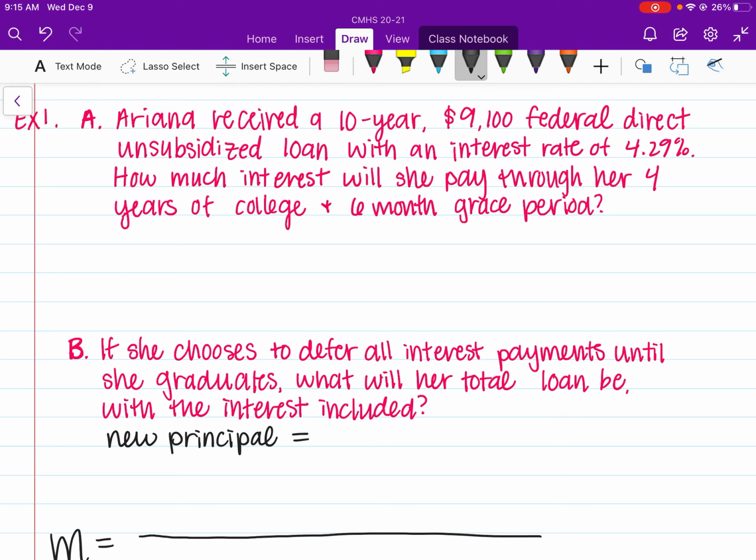So what if she doesn't pay at all until she graduates? What if she does pay while she's still in school? And just kind of see what the difference is. So the example is part A.